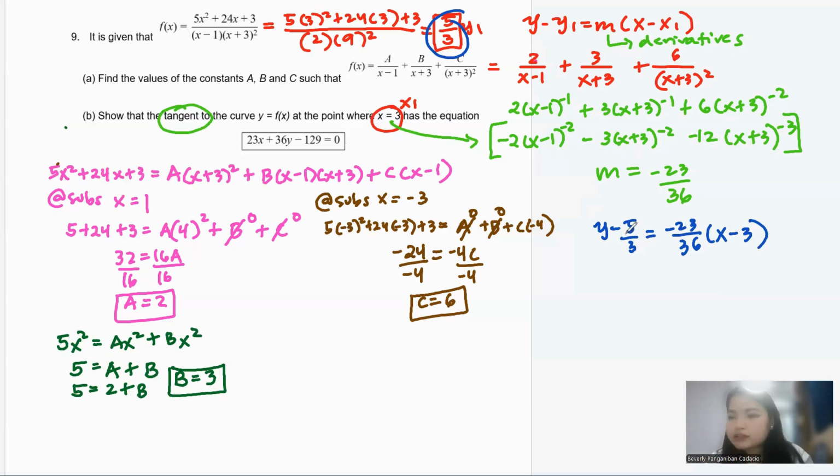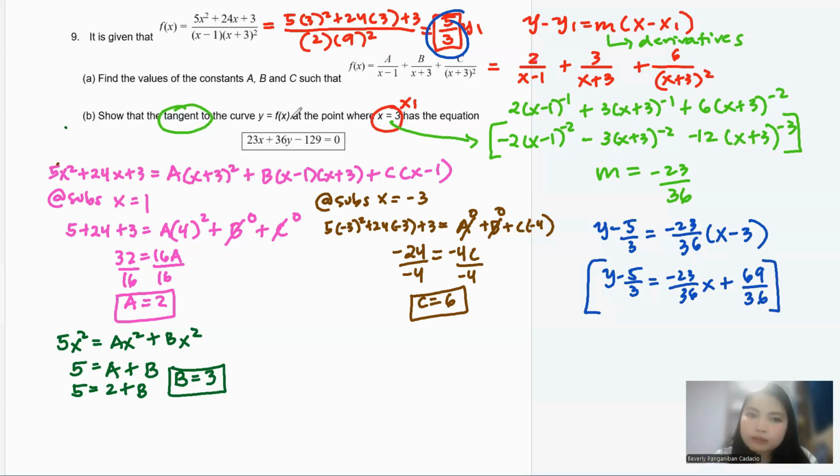Okay, expanded. Okay, let's expand. So you have y minus 5 over 3. Then this one will be negative 23 over 36x. And the other one will be 69 over 36, right? Multiply everything by 36 because it says we want to make it pretty like this. Multiply everything by 36.